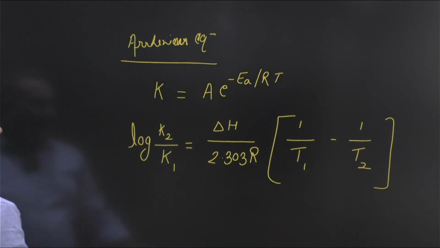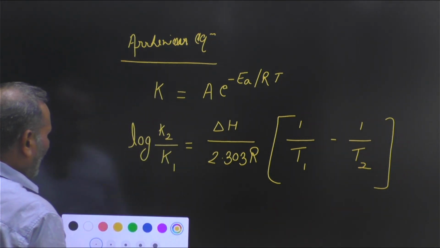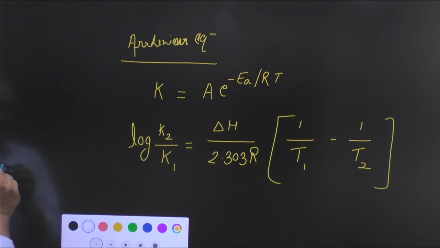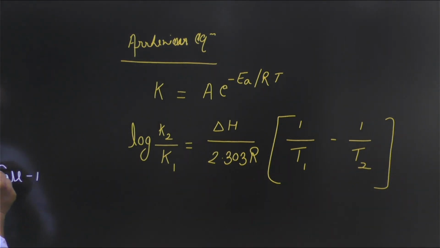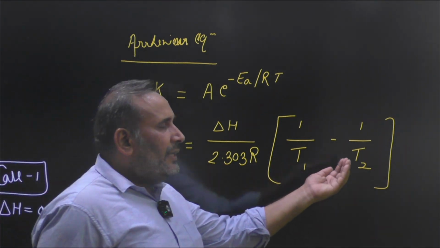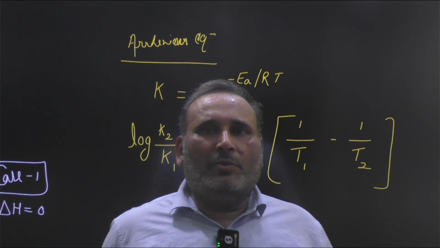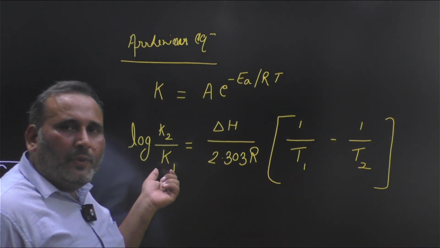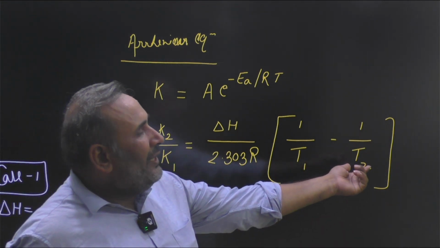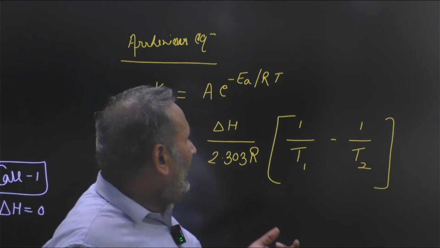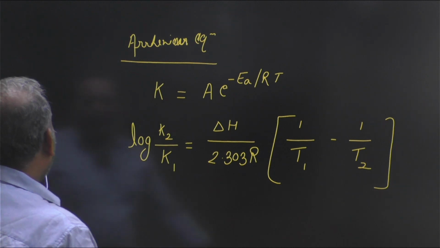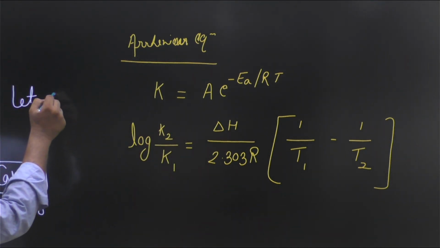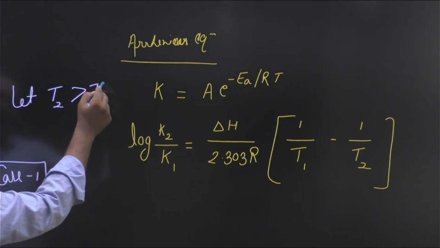So we are taking three cases. In case number 1, if delta H is 0. First of all we have to understand what T1 and T2 are. T1 and T2 are two temperatures, and at temperature T1 the rate constant for a particular reaction is K1, and at temperature T2 the rate constant is K2, and let T2 be greater than T1.